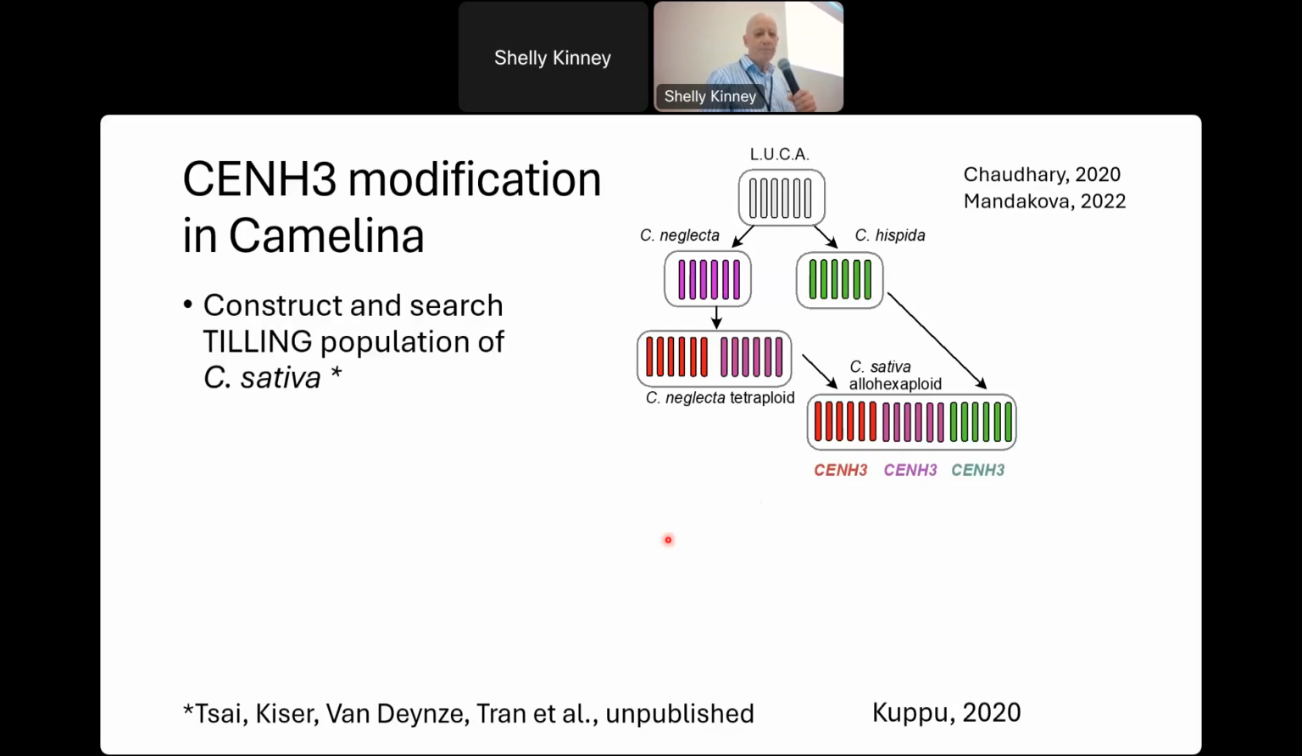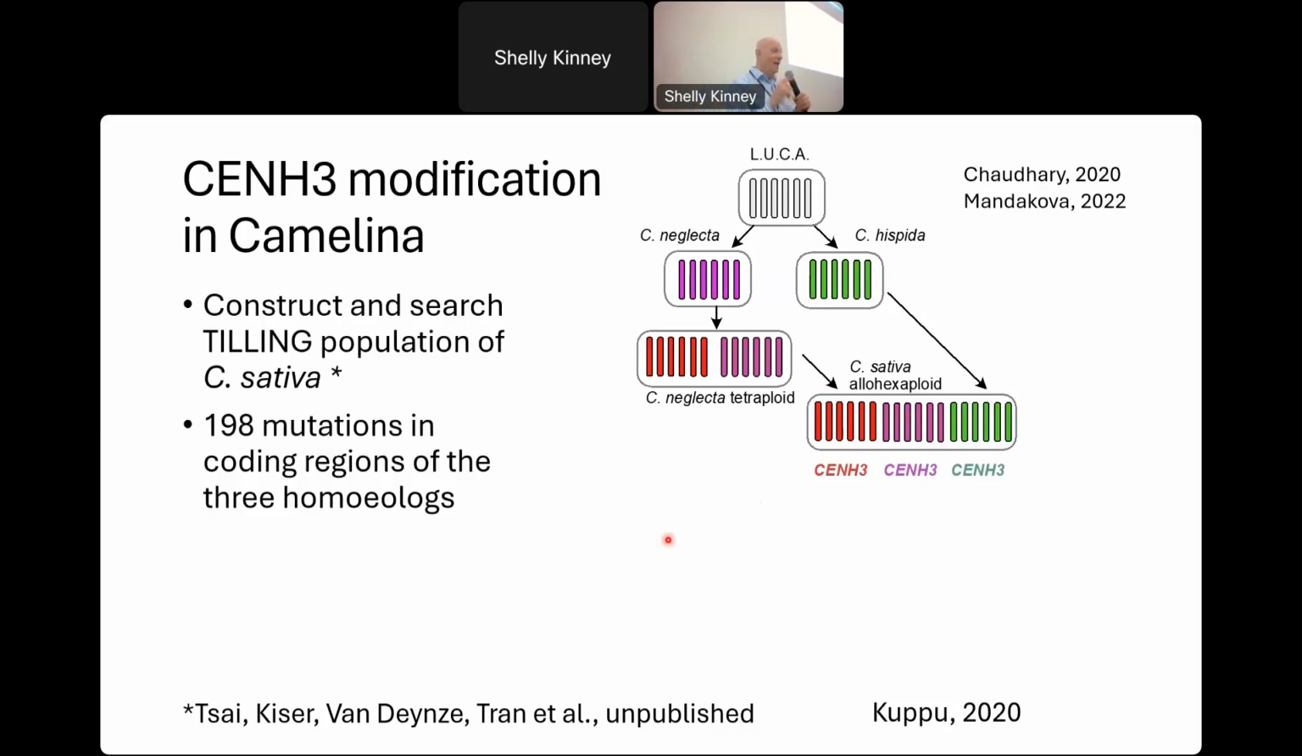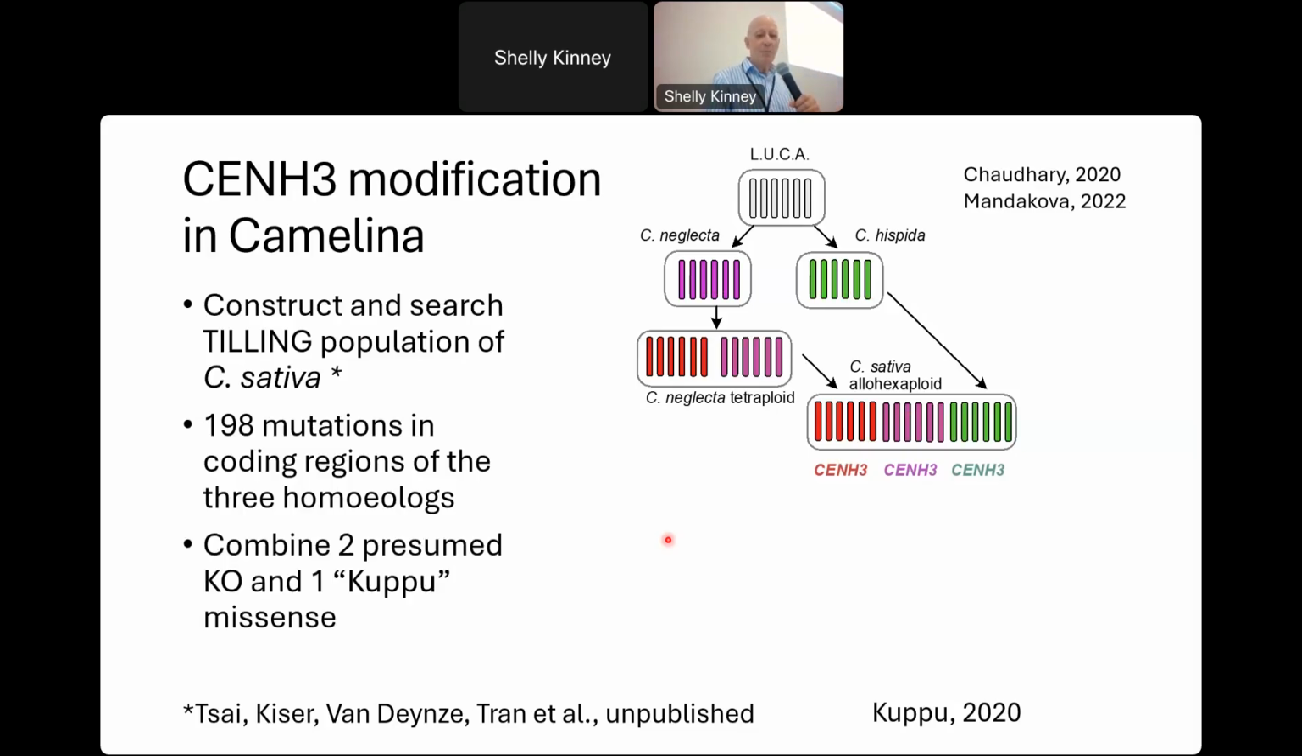So we had a nice tilling set. We isolated, in fact, 198 mutations in the coding region of the 3 homologs, high density tilling. And so we extracted the mutations that were suitable. We needed 2 knockouts, right, to knock 2 of these out. And then the third would be a Kuppu mutation. So we constructed them. Here's one with a G83-2E in genome 2, and a presumed knockout in the other 2. Here's a knockout in the first 2 and G172 to R. And these are predicted to be good haploid inducers in Arabidopsis.